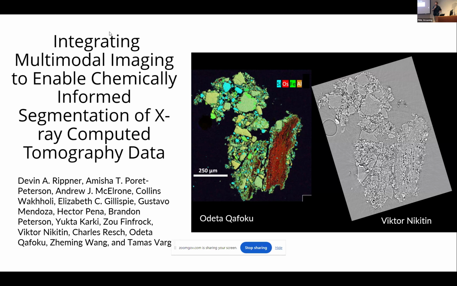And so I'm going to lead with this picture that Odetta and Victor took of a soil aggregate. On the left is the SEM image, and on the right is the corresponding CT scan. You can see the alignment is okay, but there are errors, and we'll talk a bit about that.